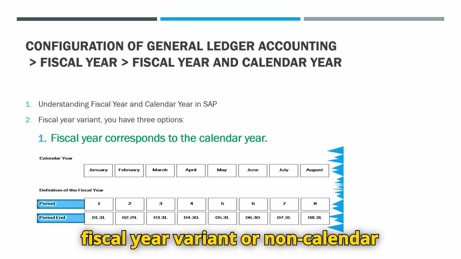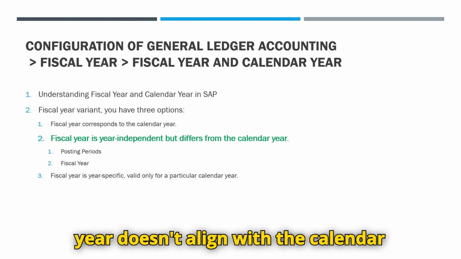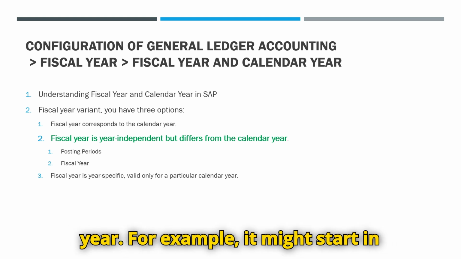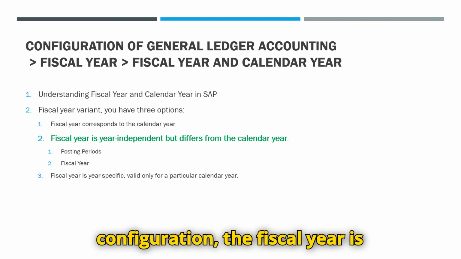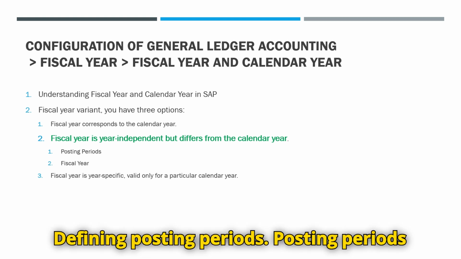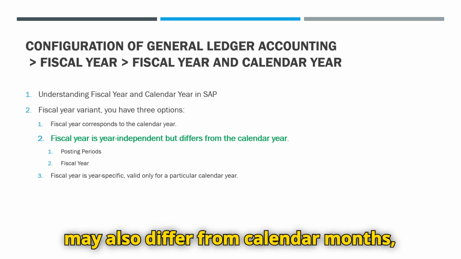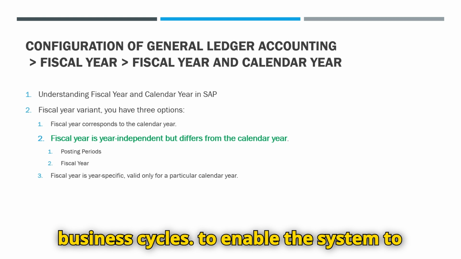Year-independent fiscal year variant or non-calendar fiscal year. In some cases, your fiscal year doesn't align with the calendar year. For example, it might start in July and end in June. In this configuration, the fiscal year is independent of the calendar year. Defining posting periods. Posting periods may also differ from calendar months, offering flexibility to match your business cycles.